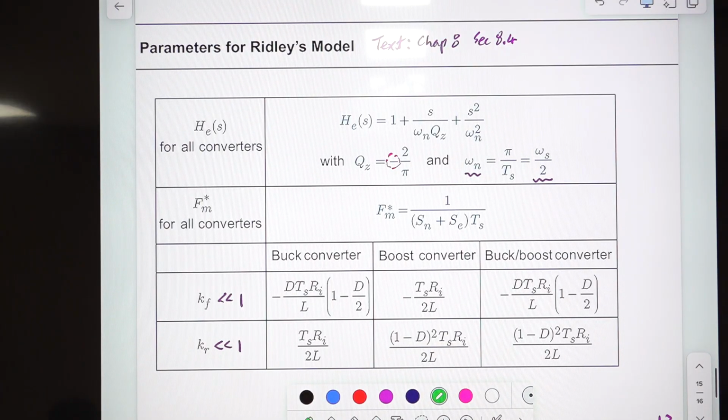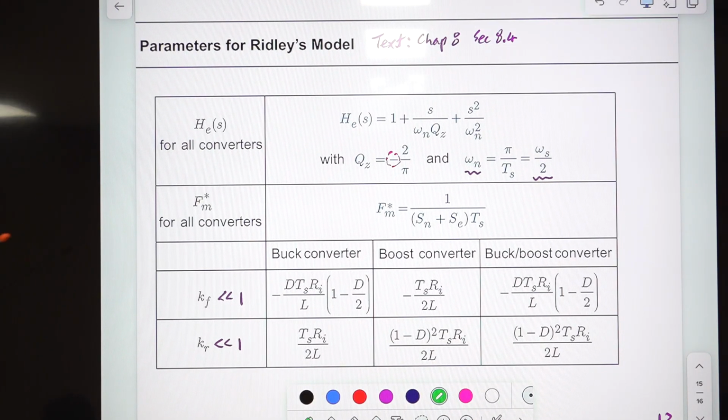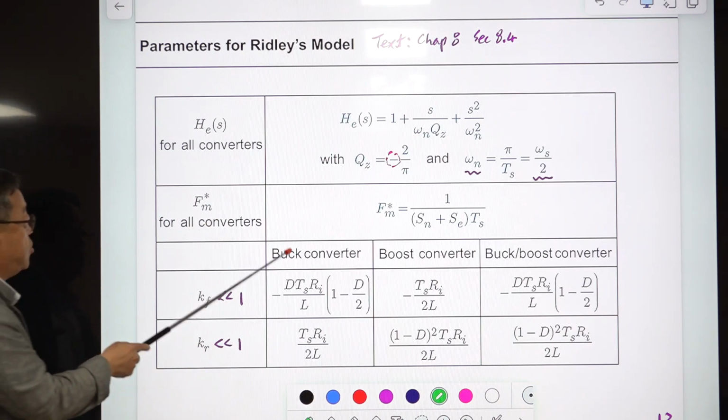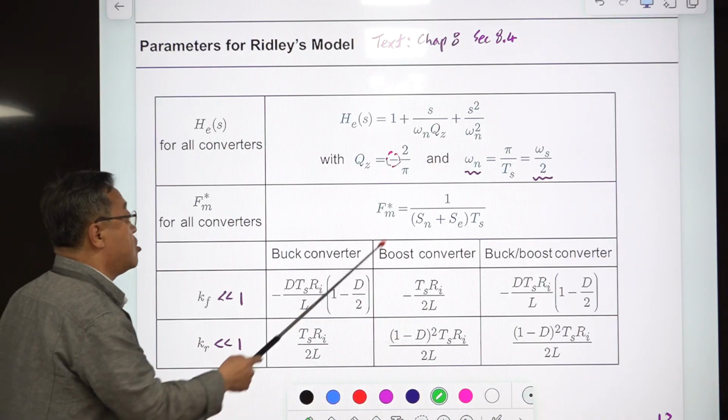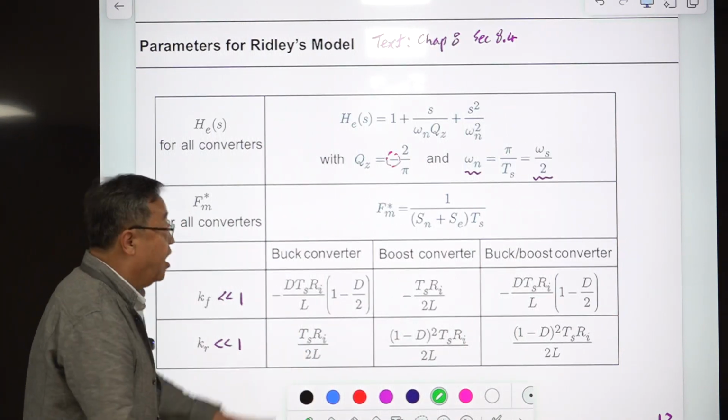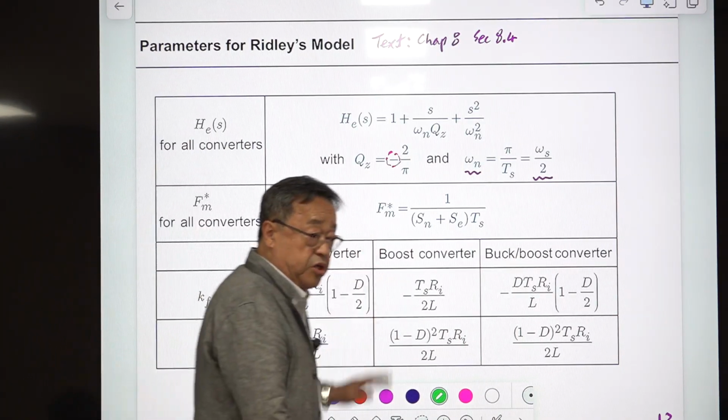This is the old one. We went through this. I'm just reminding you this HES and FM star are all the same for all the PWM converters, and this KF, KR. This is the feed-forward transfer function from input voltage to duty ratio. This is from the output voltage to duty ratio. So they are different. It changes for the buck converter and boost converter.